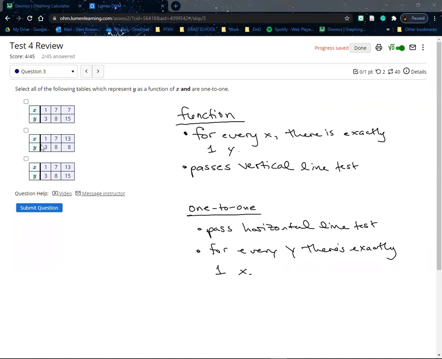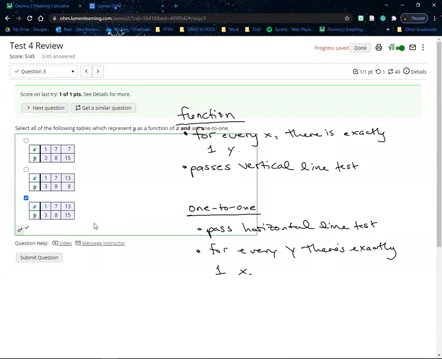On the second one, our x's are good. It's the first time we're okay with that. But our y's aren't, right? We have 8 as our y, but it has 2 different x's. So it's a function, but it's not one-to-one. But if we look at the third one, all of it's different, and that's what we want.